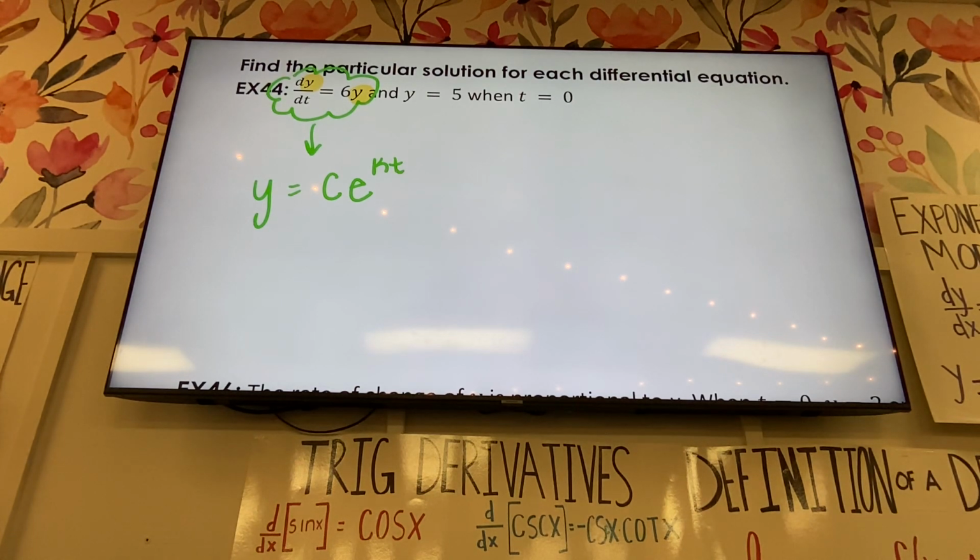And we just need to figure out what C and K are. C is your initial condition when t equals 0, which would be what? Five. Does that make sense? Because it's telling me that my value is 5 when t equals 0. So that's going to be 5. K is your constant of proportionality, which is given right here, which would be 6.